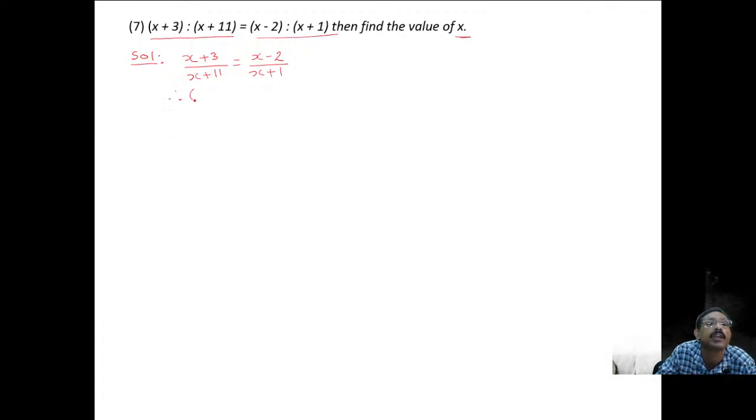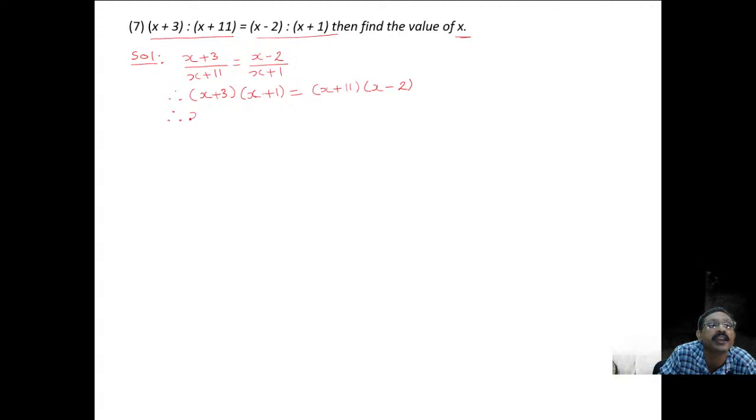Therefore, x plus 3 times x plus 1 is equal to x plus 11 times x minus 2. Now what can be done here? We have x plus 3, x plus 1, x plus 11, x minus 2. Can we take the first term and multiply it with the bracket, then the second term? Yes, we can open the brackets with multiplication.